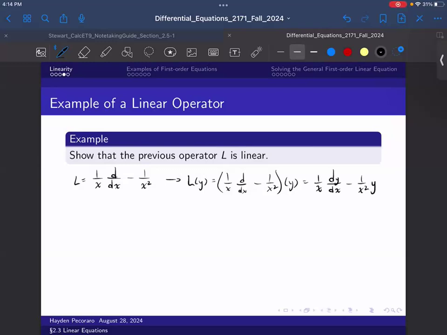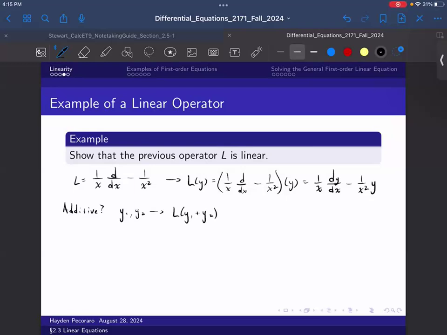Okay. So if we want to show that this function is additive, what do we want to do? Well, we want to take y1 and y2, and we want to compute L applied to y1 plus y2.